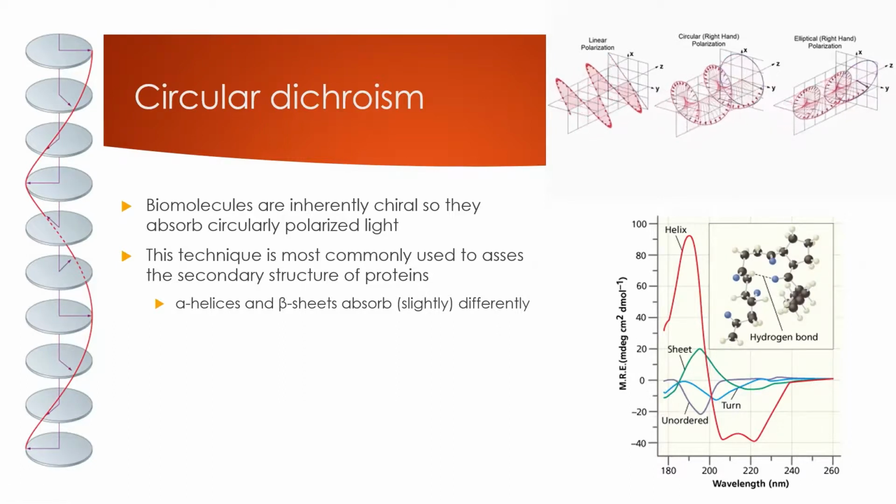Now, the book, if you read this section in the book, is going to tell you that you can use this to figure out how much of your protein is alpha and how much of your protein is beta. That is an oversimplification of how this technique actually works. If we look at alpha and beta structures here, we can see that their peaks are kind of in the same spot.